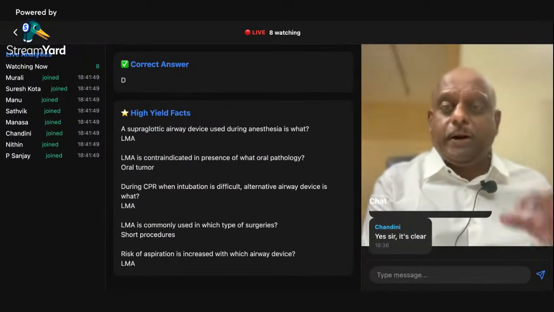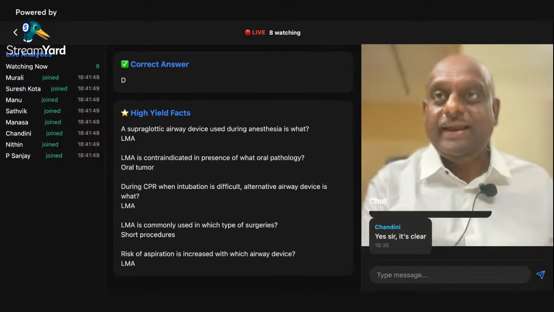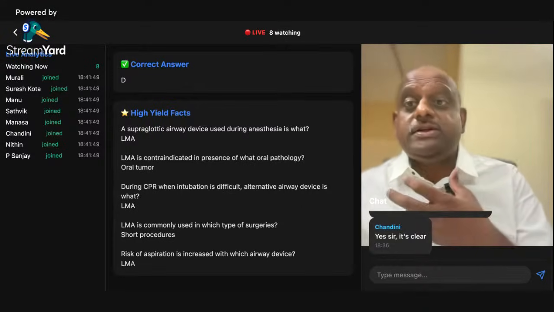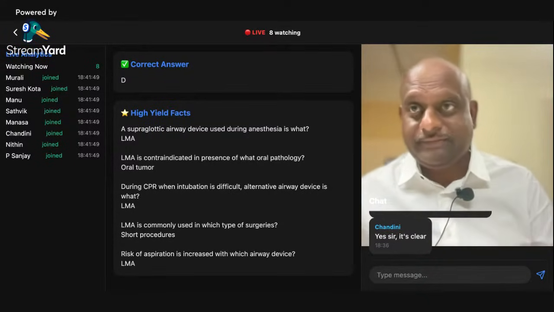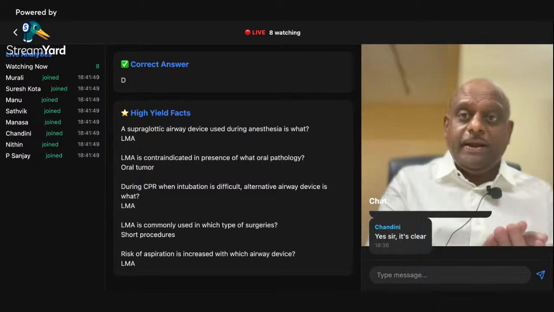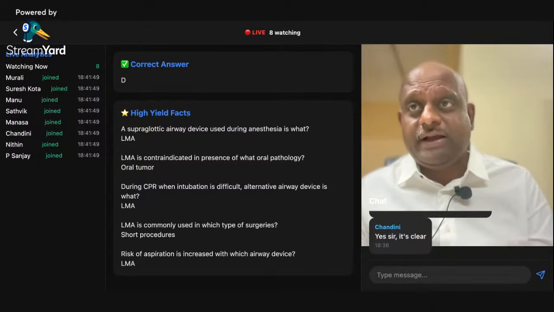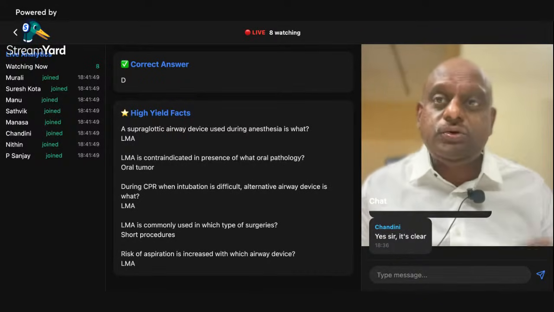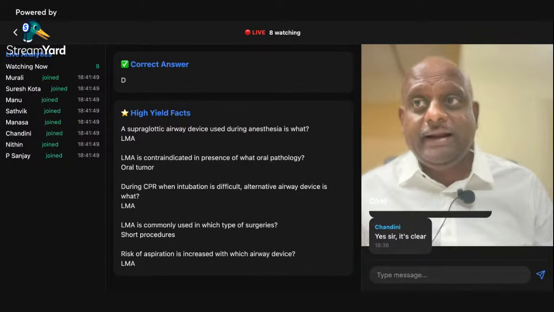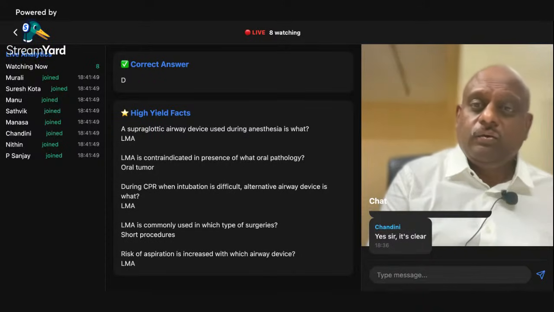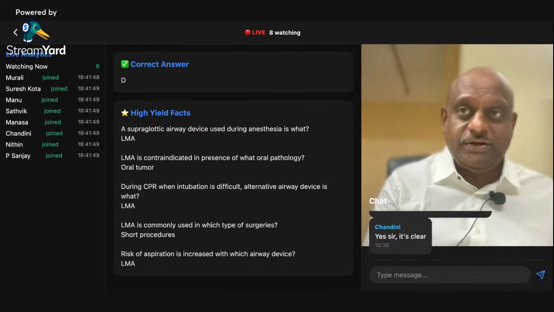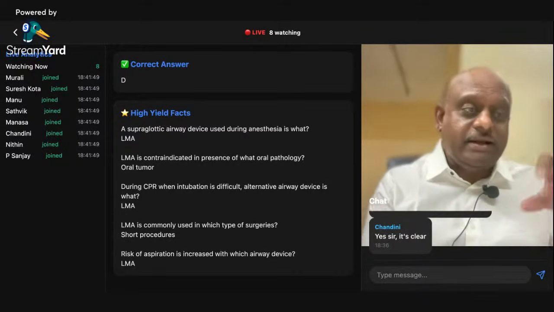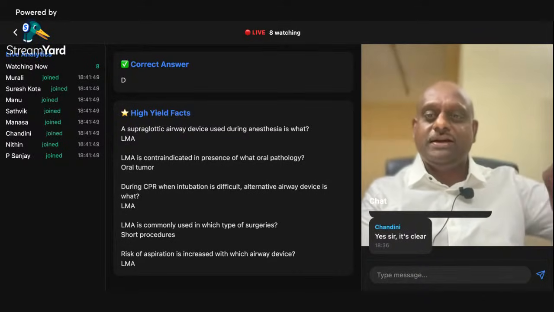Now, a supraglottic airway device is the laryngeal mask airway. It is contraindicated whenever there is any oral pathology like an oral tumor. And during CPR, when intubation is difficult, the alternative device is the laryngeal mask airway. And commonly it is used for short procedures. And in which airway device is aspiration risk increased? Once more, laryngeal mask airway. It doesn't seal as tightly as an endotracheal tube.